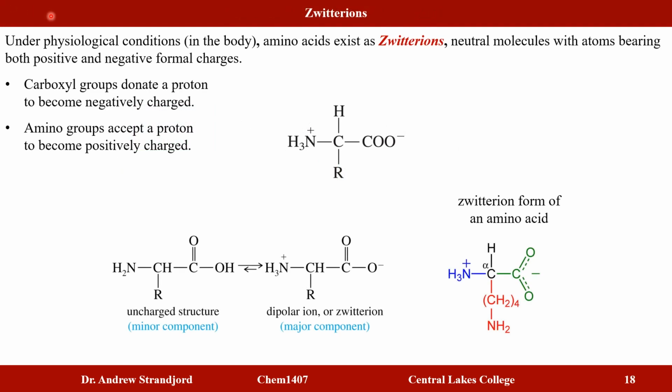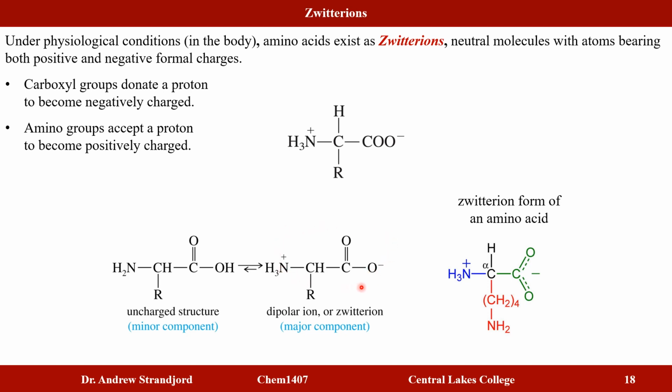And that's exactly what happens under physiological conditions, meaning in a body. In my amino acid here, my carboxylic acid group wants to give up a hydrogen. My nitrogen wants to take on a hydrogen. So there's an equilibrium between the uncharged structure and the charged structure. Note that this molecule is still overall neutral. I have a plus on the nitrogen because it has an extra hydrogen on it. I have a negative charge on one of the oxygens because it's given up its hydrogen.